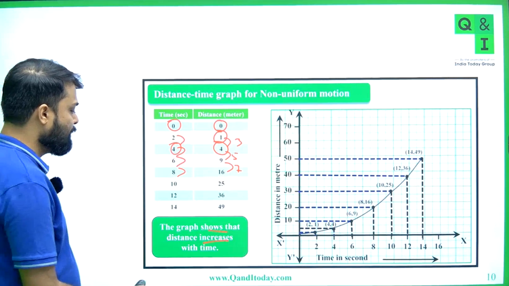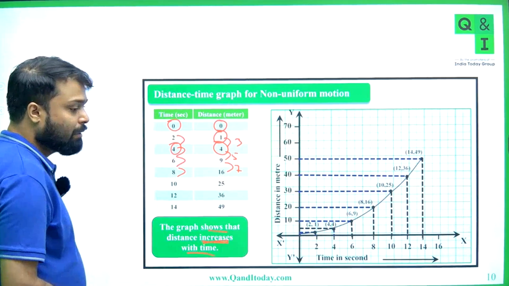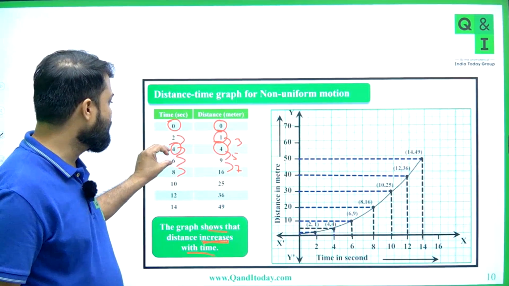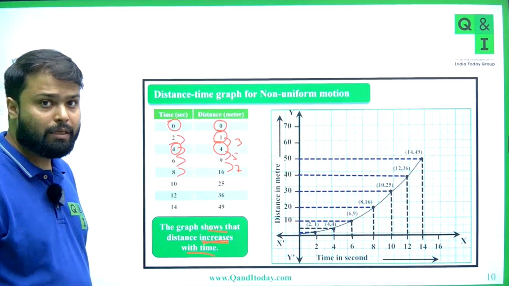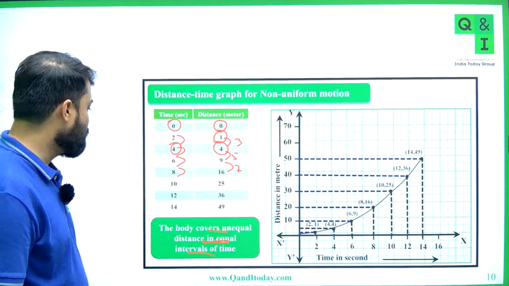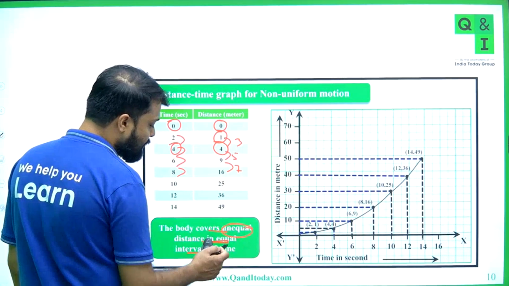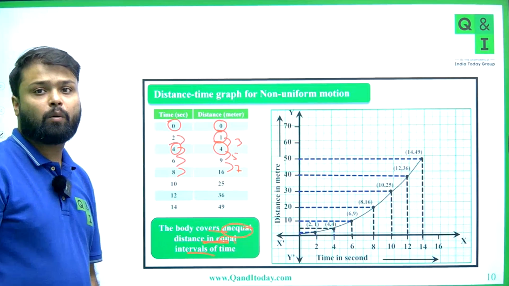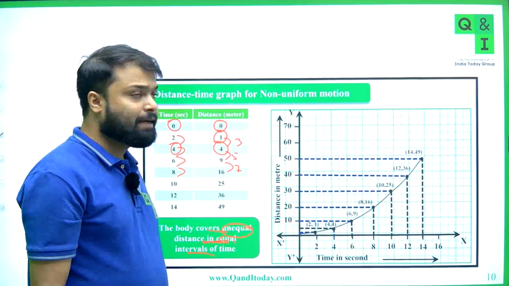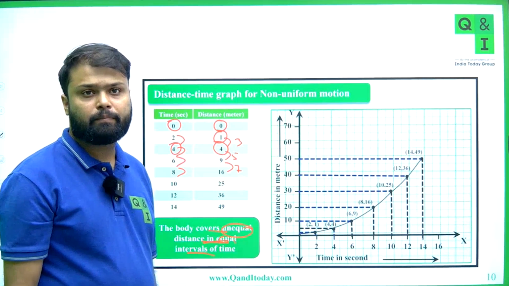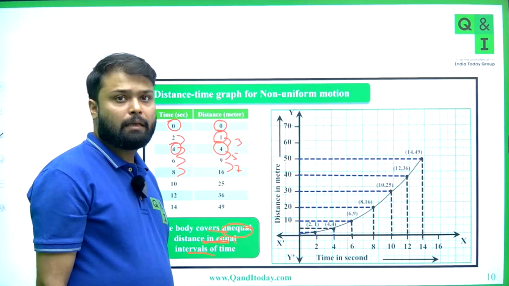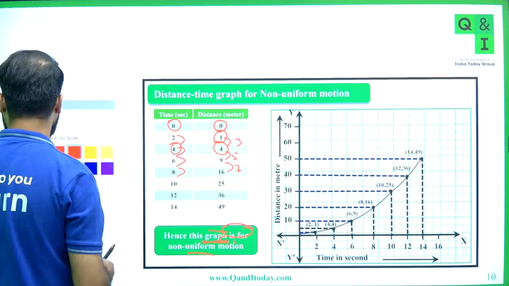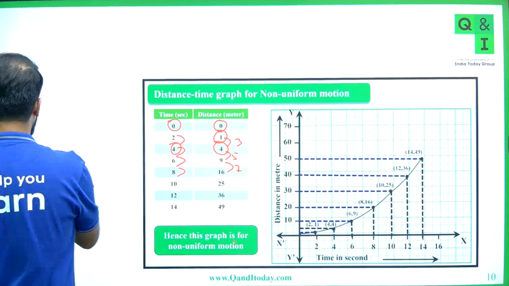This graph also shows that distance increases with time, but here the increase is not uniform. Sometimes the distance covered in the time interval is more, sometimes it is less. So there is a random increment in the value. We can say the body covers unequal distance in equal intervals of time. Are we clear here for non-uniform motion? Yes, sir. Okay, very good. So this graph is for non-uniform motion.